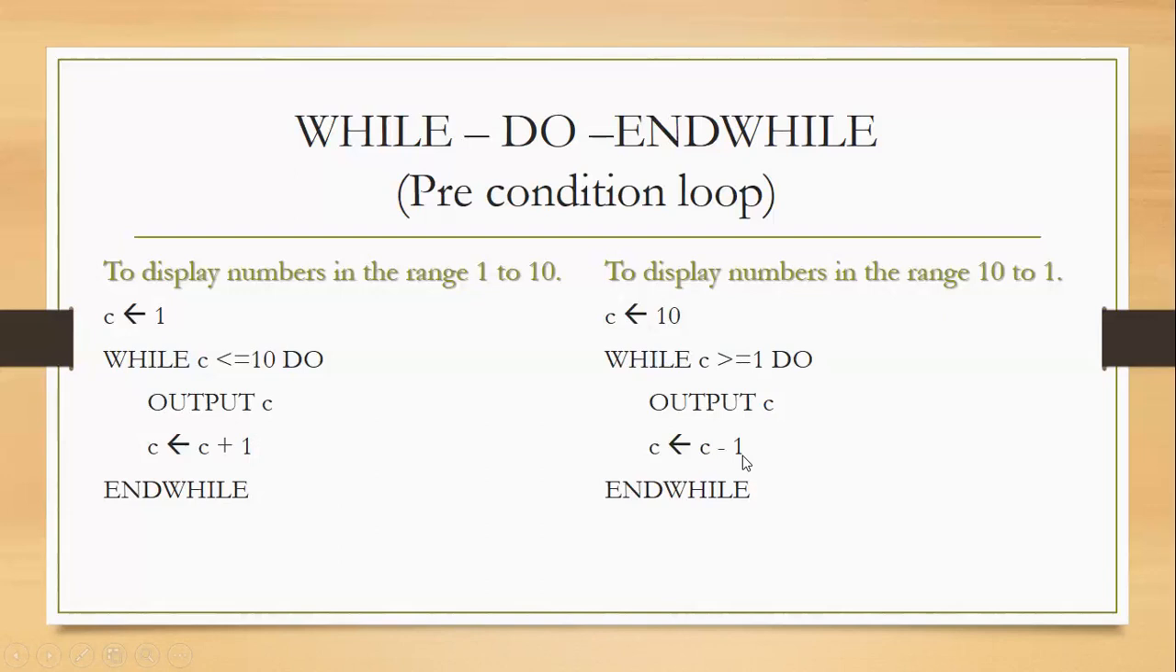And the value will now become 10 minus 1, which is 9. The condition is going to be checked again with while 9 greater than or equal to 1. Again, the condition is true. It will automatically enter the loop, and again the same procedure will be repeated, outputting the value of C and then decreasing the value of C by 1. In this manner, the loop will again execute 10 times, but now it will be counting in the reverse order.